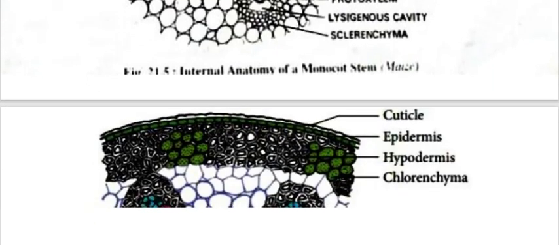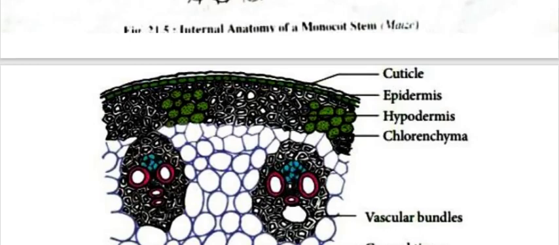In the next diagram, which is colored, we can see a more clear picture of the different parts of the monocot stem. Cuticle outermost, epidermis, then below the epidermis, the hypodermis region is present, which is made up of sclerenchyma cells. And in this hypodermis region, in some parts where stomata are present, below the stomata, parenchyma cells are present which contain chloroplasts, and this parenchyma cell which contains chloroplast is known as the chlorenchyma.